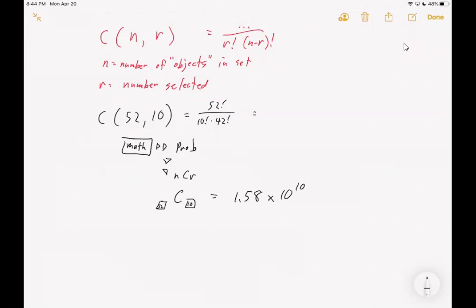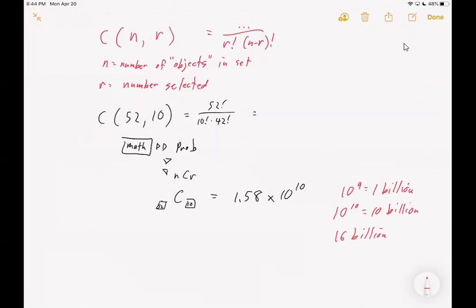All right. So remember, 10 to the 9 equals 1 billion. So 10 to the 10th is 10 billion. So this is really close to 16 billion. If we move a decimal point, we have about 16 billion ways that we could get hands of 10 cards. Now, again, remember the order of those cards wouldn't matter.